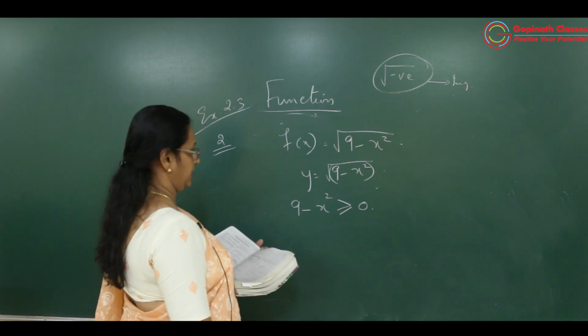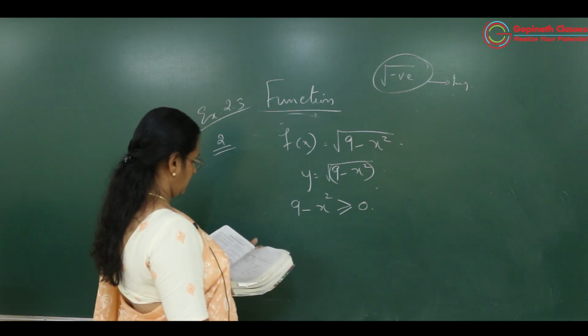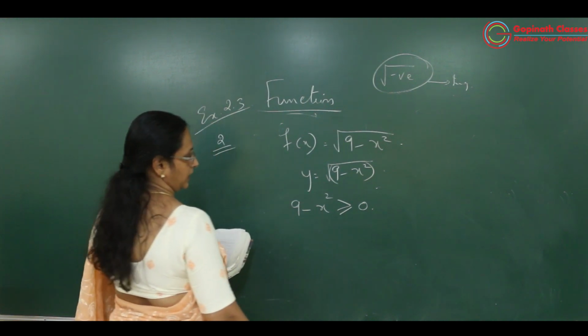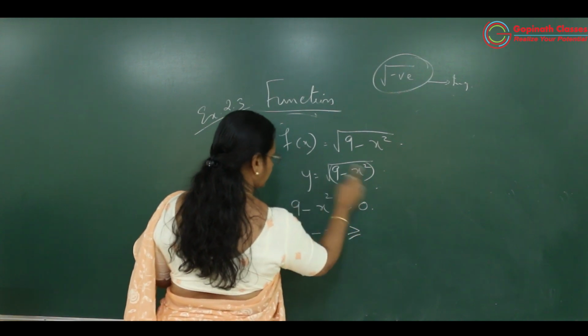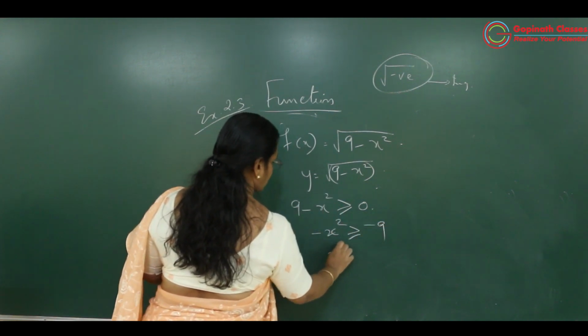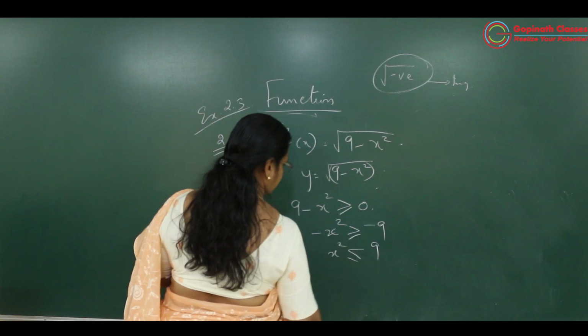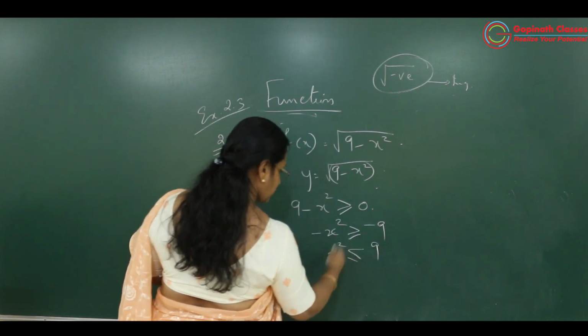Otherwise it is not defined. So 9 minus x square greater than or equal to 0 होगा तो minus x square will be greater than or equal to minus 9. So x square will be less than or equal to 9. x square 9 से छोटा होना चाहिए.